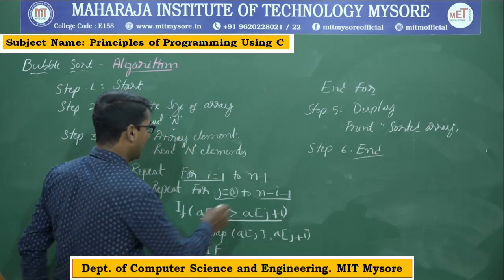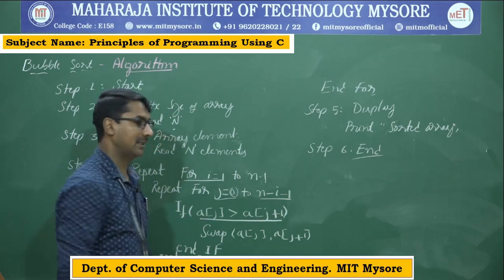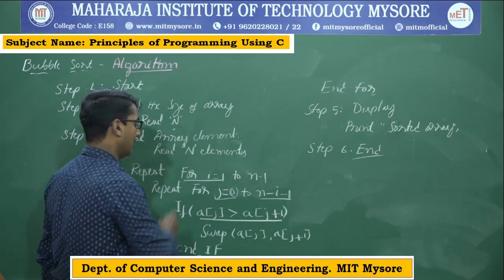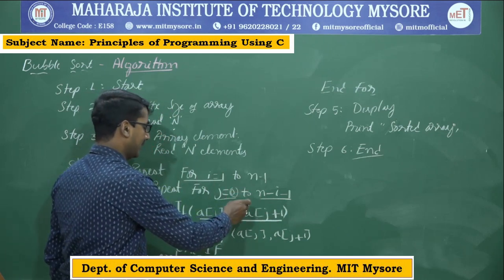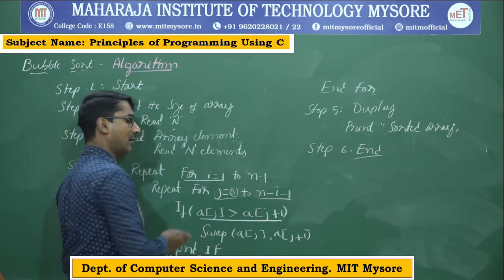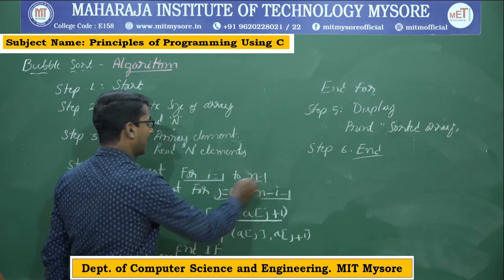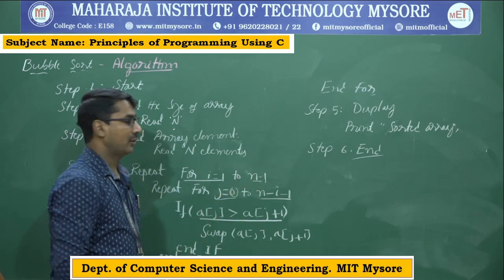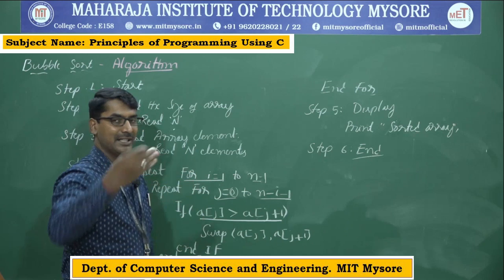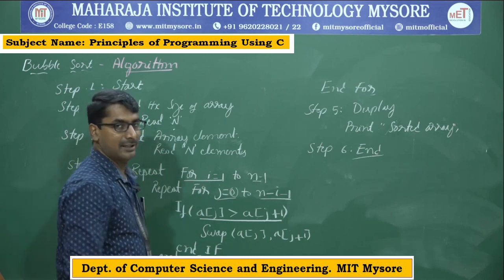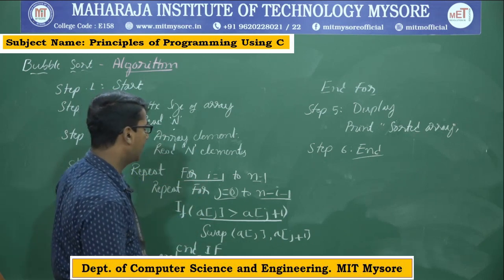So this process will be iterated until the condition is satisfied, that is, n minus i minus 1. Okay. If this condition is not satisfied, it will terminate and go back to the for loop again. Then this process will be iterated. So if the i value is greater than n minus 1, then the loop will terminate. Okay, the bubble sort technique will terminate.